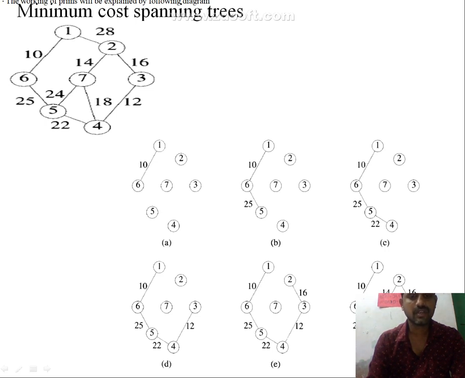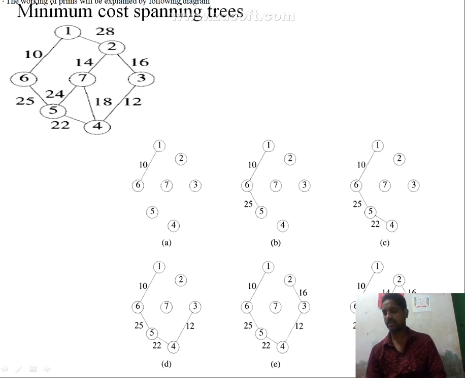Then we go for 4 to 3, and from 3 there is only one path, that is to 2, that is 16. Okay, and from 2 one path is to 1. Whenever we use 1, it will be closed. It's not a spanning tree. Then we go for 7, that is 14. So likewise, we have to construct a minimum spanning tree.